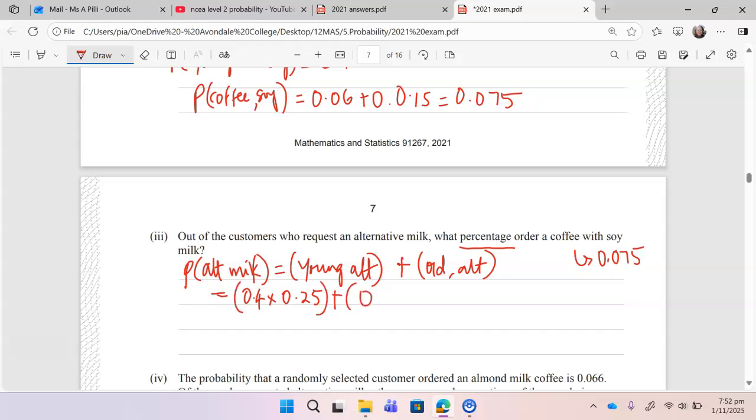brackets 0.6 times 0.2, and that gives us 0.22. Alright, that's not the final answer though.